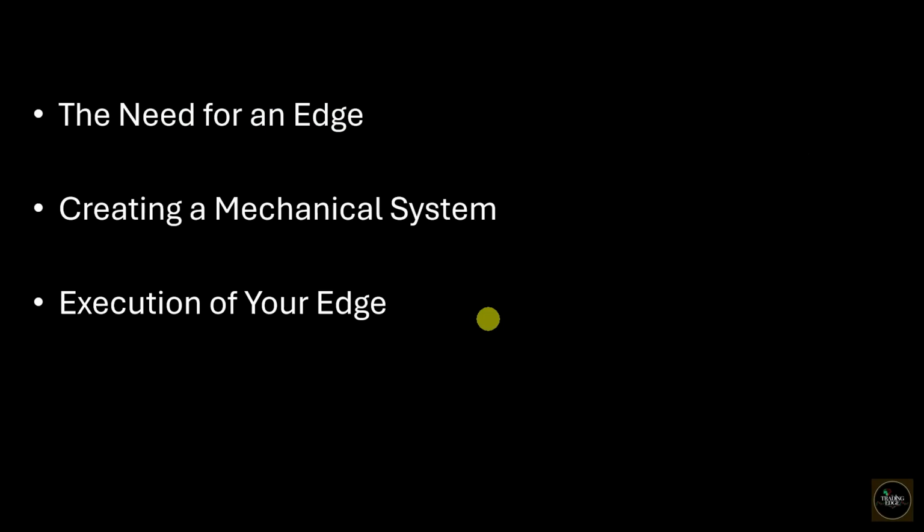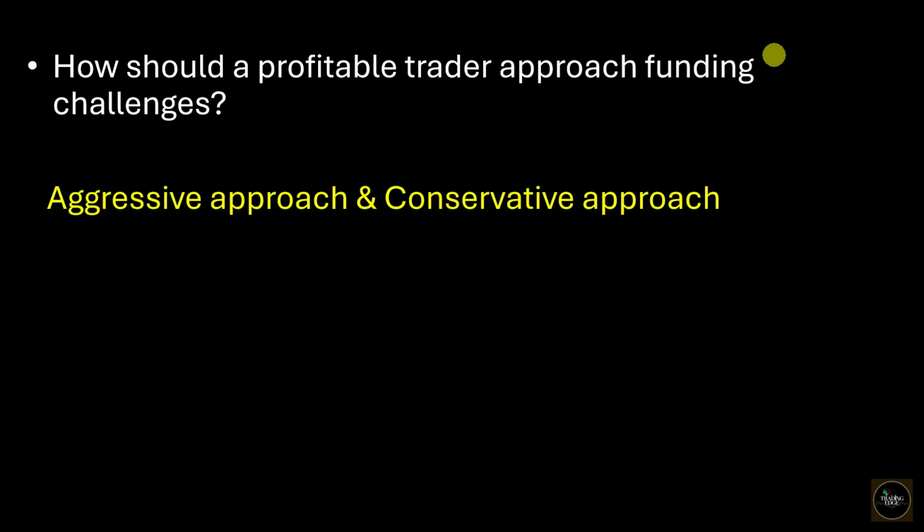I won't dive deep into how to create an edge or the factors to consider when creating one, as this video solely focuses on how to get funded quickly. So let's assume you have a mechanical trading system with an edge. Now, the next question is, how should a profitable trader approach funding challenges? There are two approaches. One is an aggressive approach and the other is a conservative approach. Let us discuss both of them.